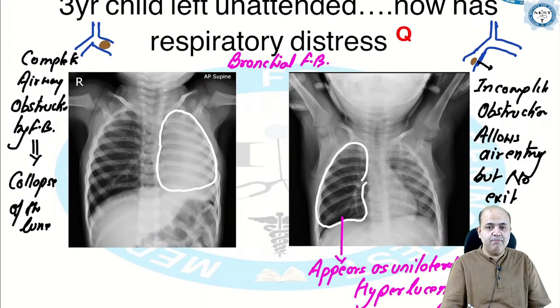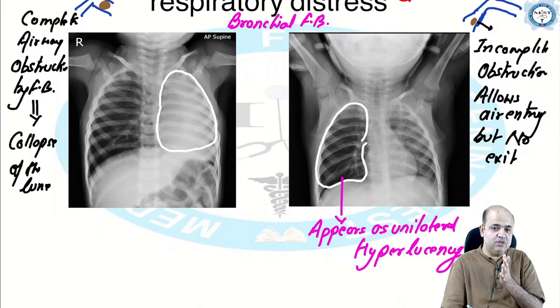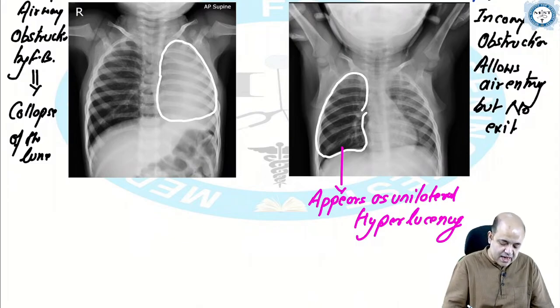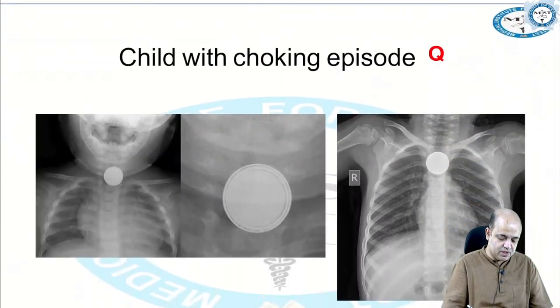If there is an incomplete obstruction, it obstructs like a ball valve mechanism. So it will allow the air entry, but it will not allow the air to move out. So more and more air gets trapped in the lung. It appears as unilateral hyperlucency.